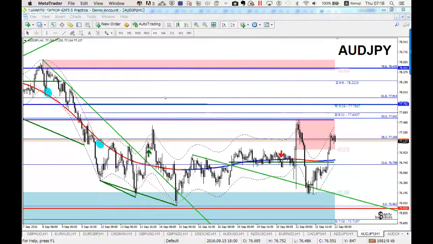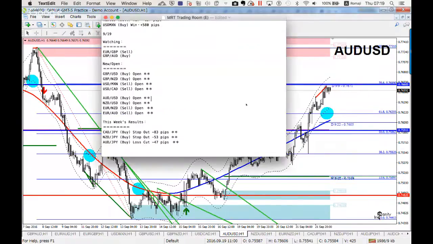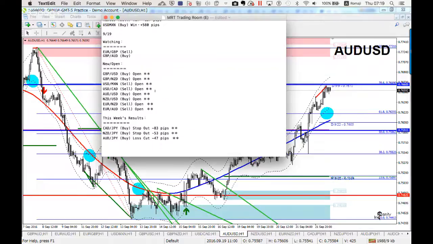Next, let's look at the Aussie dollar buy. This is within pips of its final profit target. It hit the first target. We moved the stop to break even, took partial profit, and we're almost to our final profit target. So it's still open, but it's almost in profit.